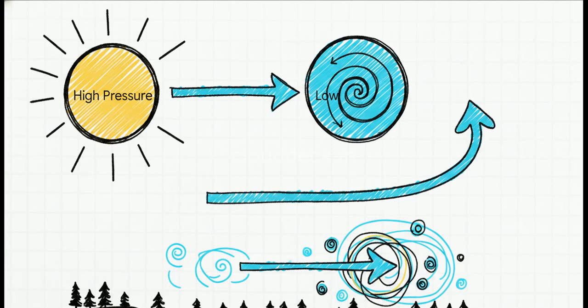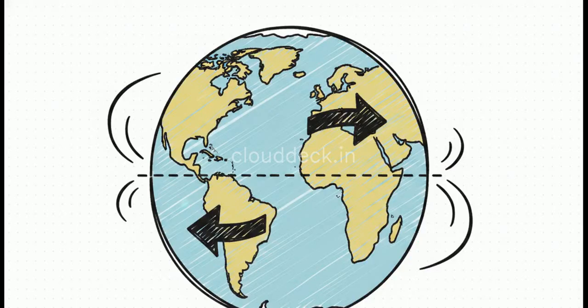But as you probably know, wind doesn't just flow in a perfectly straight line. And that's thanks to our second force, the Coriolis force. Finally, right near the Earth's surface, we have friction, which acts as a major drag on the whole shebang. Let's break down that second force for a second, the Coriolis effect.